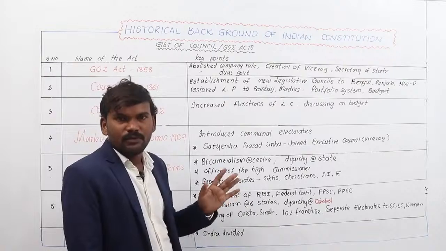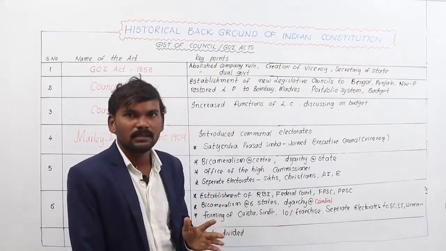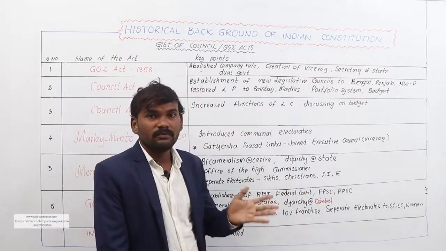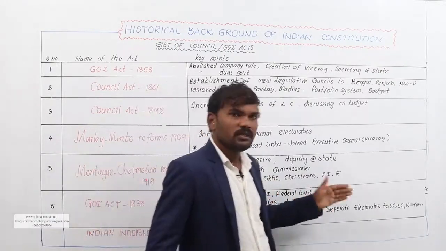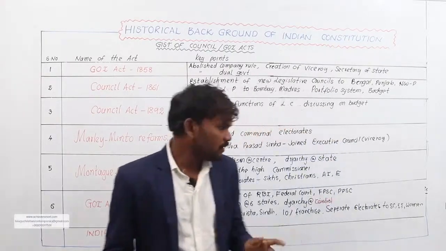It formed Orissa and Sindh as new provinces, and it extended the franchise to 10% of the population. Separate electorates were declared for separate communities, the scheduled castes, scheduled tribes, and women. And Burma was separated from India by the 1935 Act.